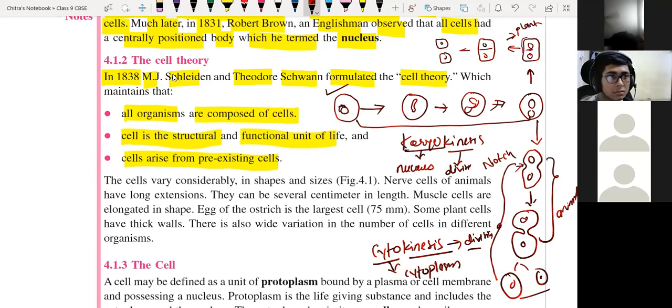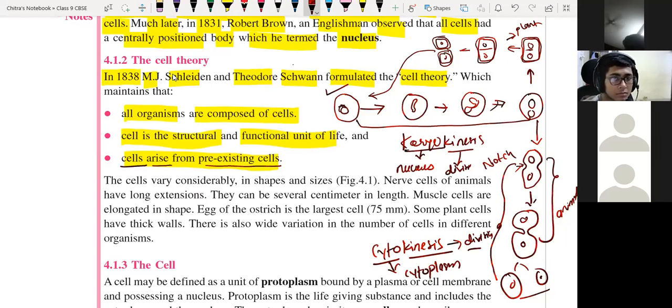And we know plant cells contain what? Cell wall. Yes, the cell wall is the basic difference between the plant cell and animal cell. So here also these two cells are formed from the pre-existing cell. Is it or not? Yes, sir. This is the third postulate of the cell theory by Schleiden and Schwann: new cells arise from the pre-existing cell. So this is all about the cell theory given by Schleiden and Schwann.